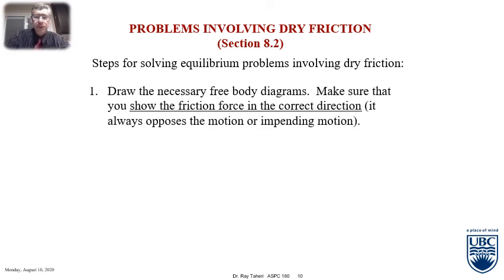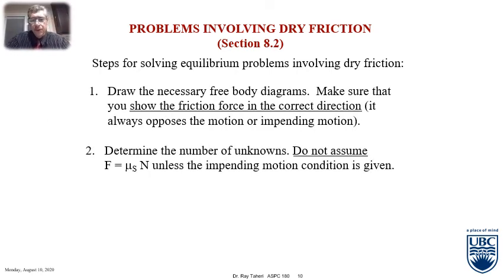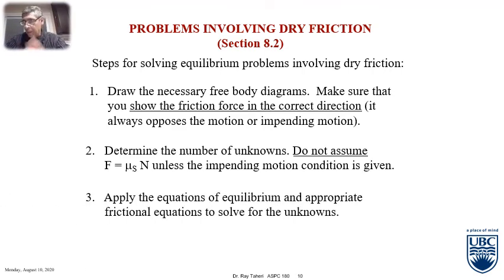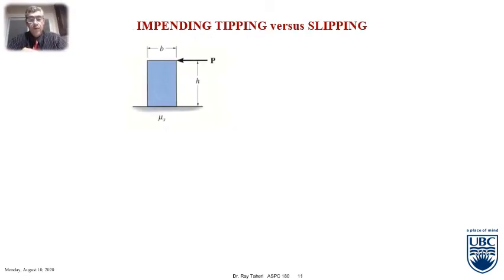Let's leave a couple of questions here. Again, you do the free body diagram as usual. This is important: you have to make an assumption, is it the maximum friction or not? If it's maximum friction, then friction is mu s N. If it has not reached maximum friction, you cannot make that assumption. Then you write the equations, apply the equations of equilibrium, and from that point, you solve the problem. One of the most important aspects of friction when you are solving a problem is to determine whether it is a pending motion, a slipping, or a tipping.